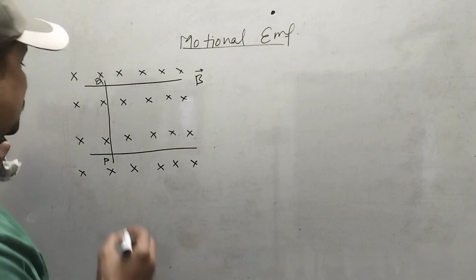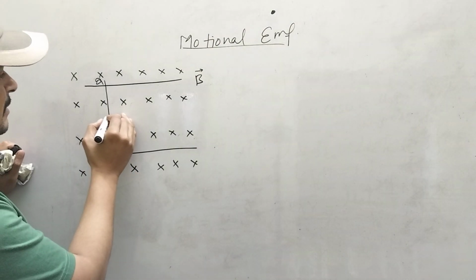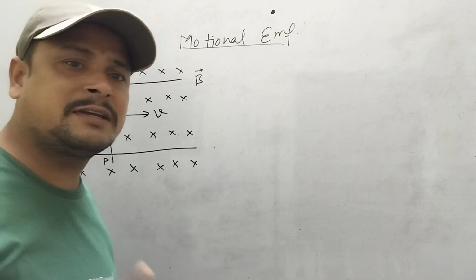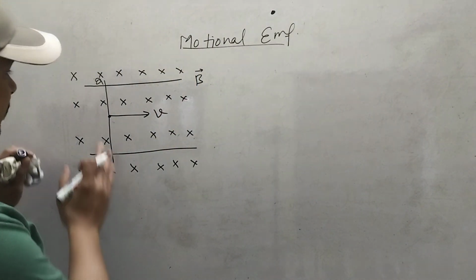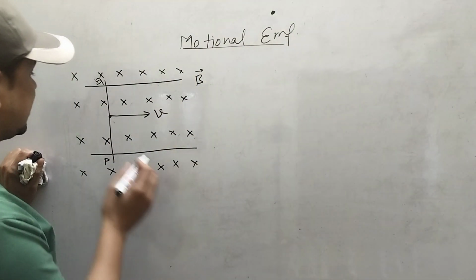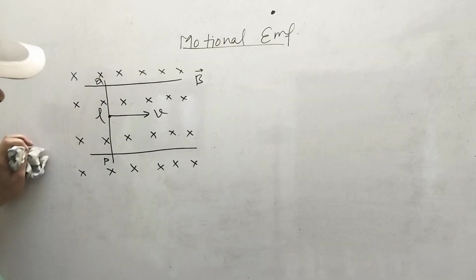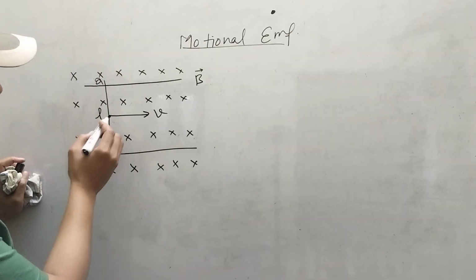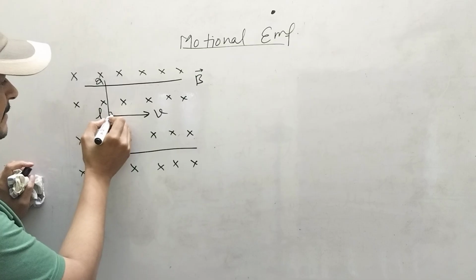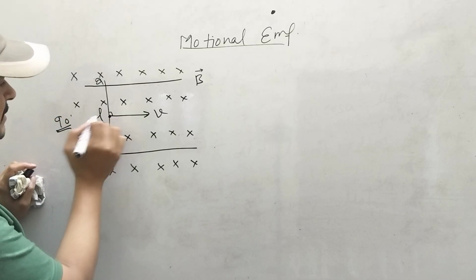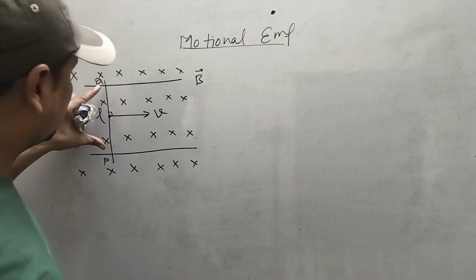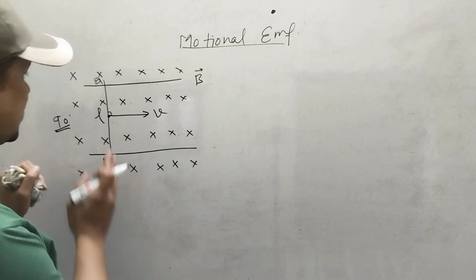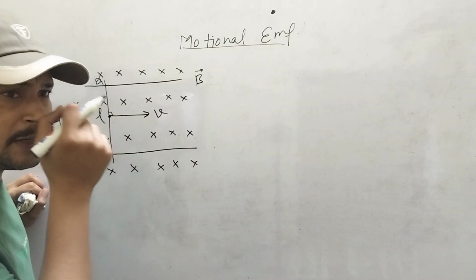Suppose we give it a constant velocity. Here V is the constant velocity, and then it will move here. And one more thing, we take the length of this wire as L, and V is the velocity. You should know the angle between the velocity and the length is 90 degrees. So in this case, the angle between the length of the wire PQ and the velocity is 90 degrees.